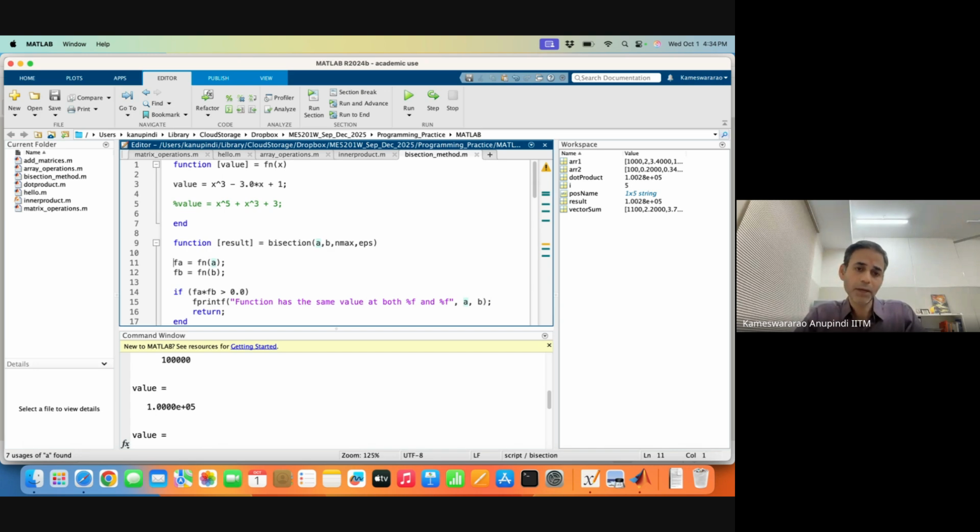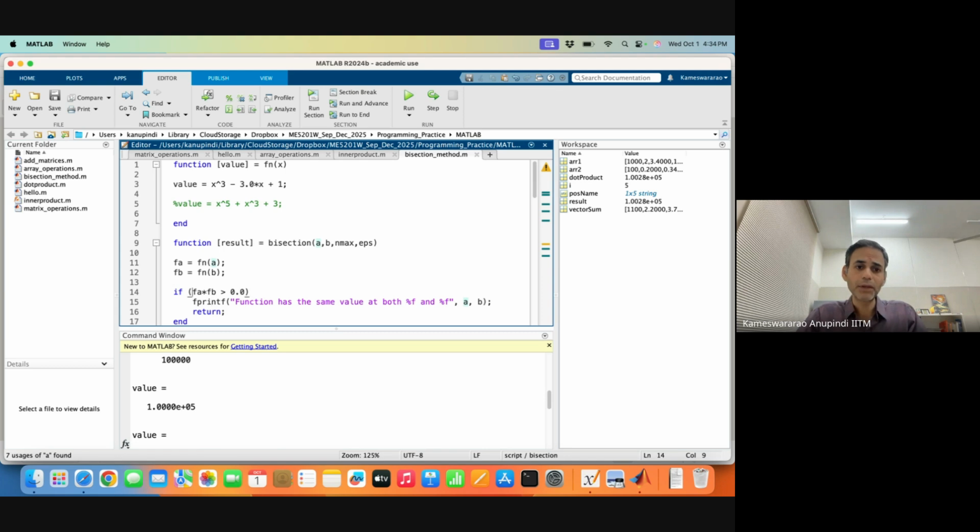So I have fa equals fn of a. Similarly, fb equals fn of b. Now, what is a and b? A and b are whatever I will pass later when I call this bisection. Those are my a and b. For those values, it is going to evaluate the function at a and at b.